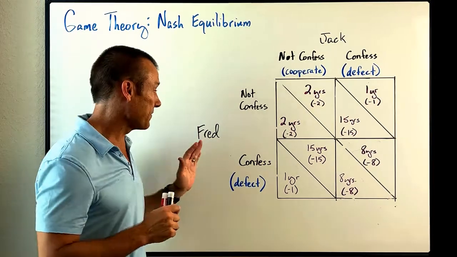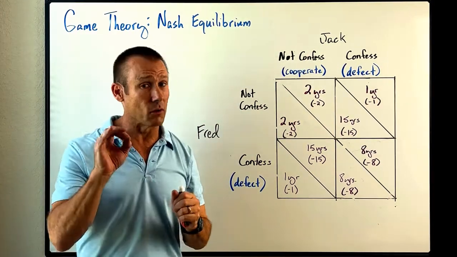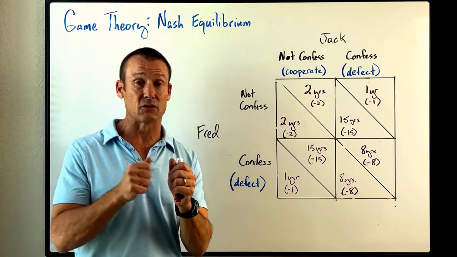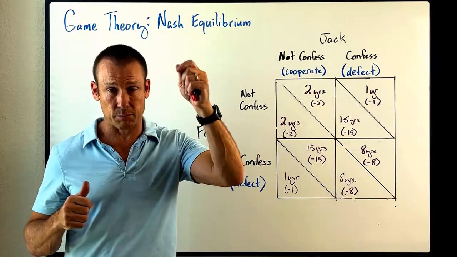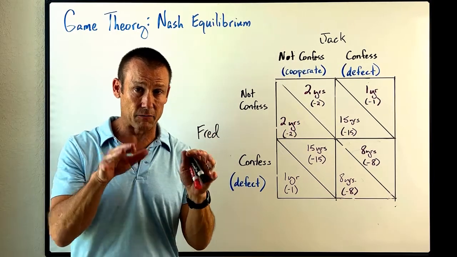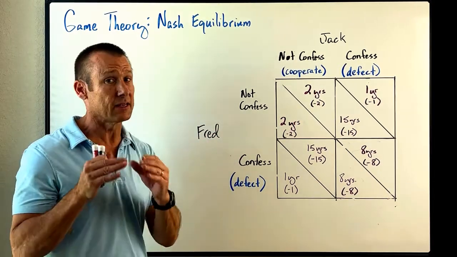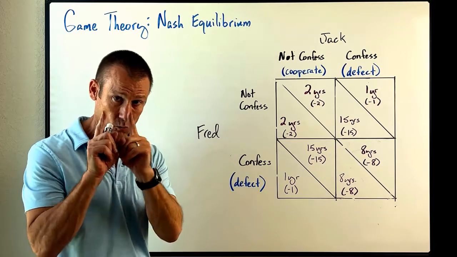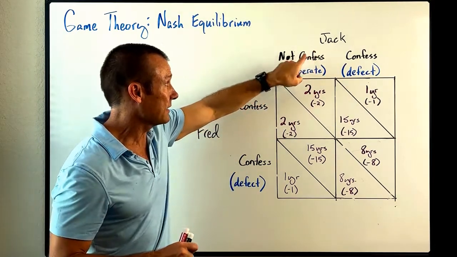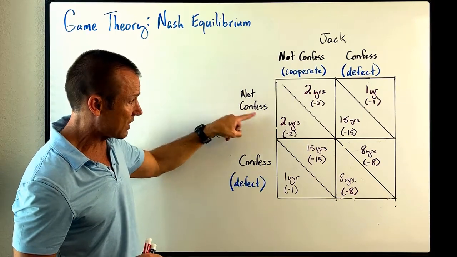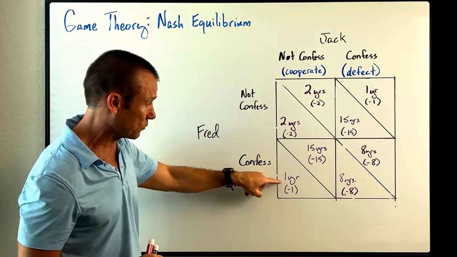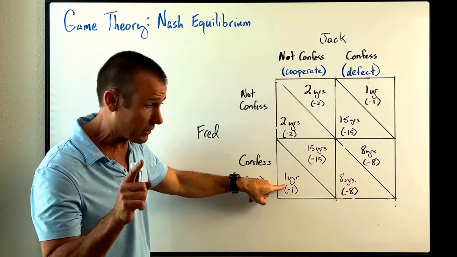Now, here's what we found in the last video. We found that they both have a dominant strategy. Now, what is a dominant strategy? It is a strategy that yields a superior result regardless of the strategy the other player played. So, just to recap that very quickly, Fred had a dominant strategy. It was confess. Why was that? Because if Jack did not confess, Fred, what would be better out of these two things? Not confess, 2 years in prison. Confess, 1 year. Confess was better.